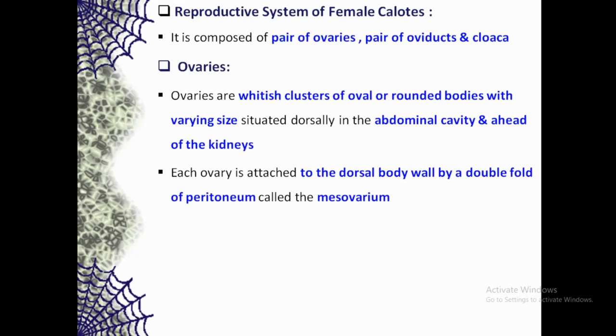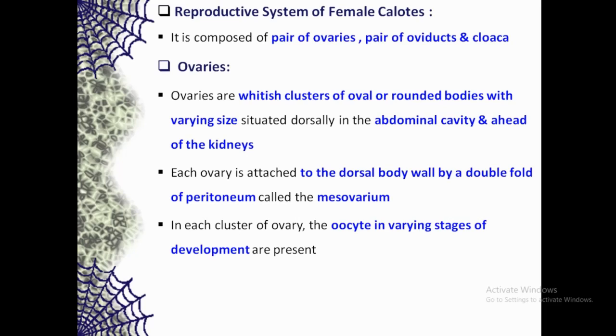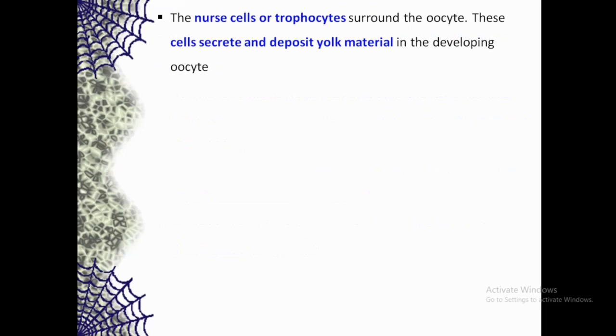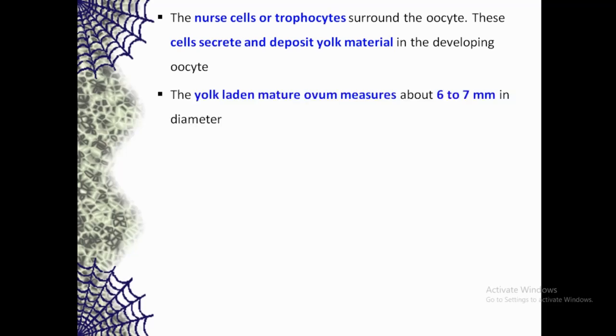Each ovary is attached to the dorsal body wall by a double fold of peritoneum called the mesovarium. Thus, the mesovarium keeps the ovaries in their proper position. In each cluster of the ovary, the oocytes develop and show their developing stages. The nurse cells or the trophocytes surround each oocyte. These cells, that is the trophocytes, secrete and deposit the yolk material in the developing oocyte.